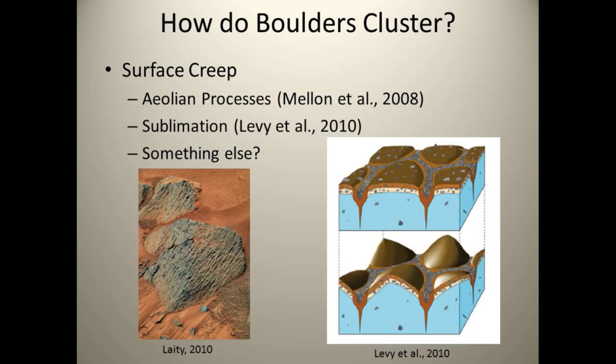We could also think of surface creep, which maybe involves some outside agent, maybe some aeolian processes or sublimation or something else, and that this would drive the boulders into the polygon troughs. However, as far as aeolian processes go, we don't see any ventifacts around these boulders. And we find these boulders everywhere, and we know that there are loose sediments available as well. So we can't explain the lack of aeolian features, and so we don't believe aeolian processes are likely for clustering these boulders.